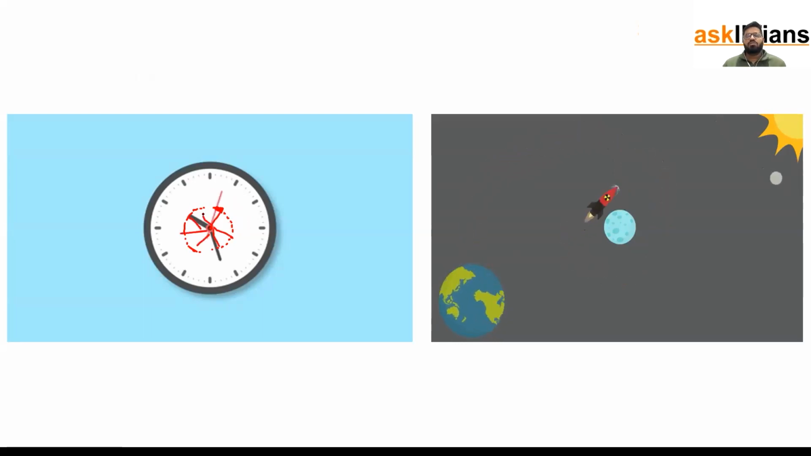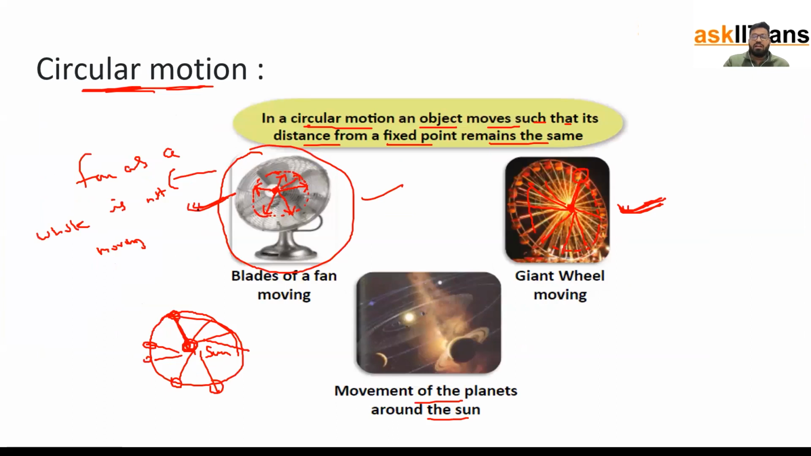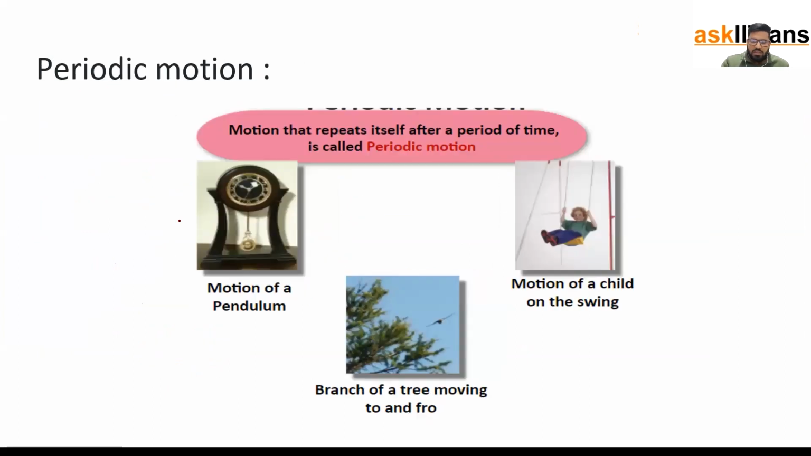So that's why it can also be considered a circular motion. I think that difference is clear. What is rectilinear motion? What is circular motion? In rectilinear motion, a particle or object moves in a straight line, and in circular motion, it moves such that its distance from a fixed point remains the same. Clear? Now talking about the third type of motion, which is periodic motion.